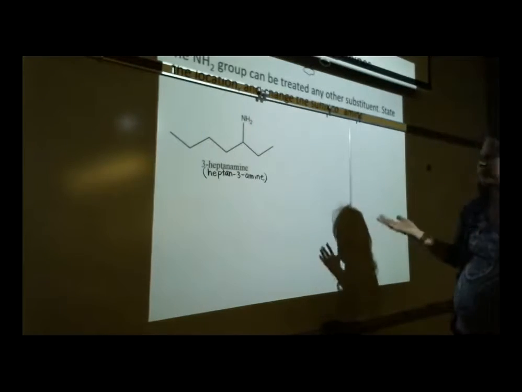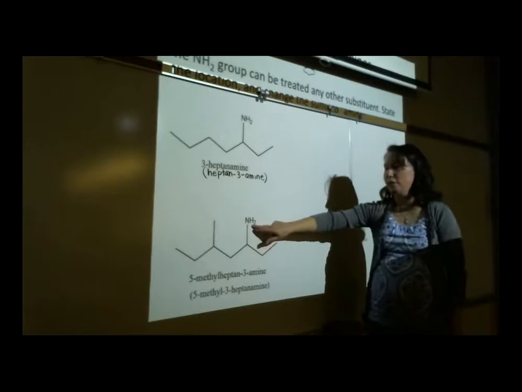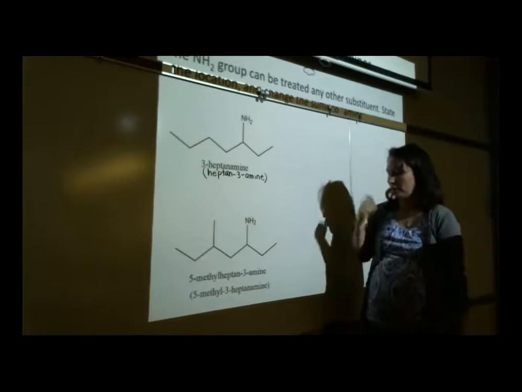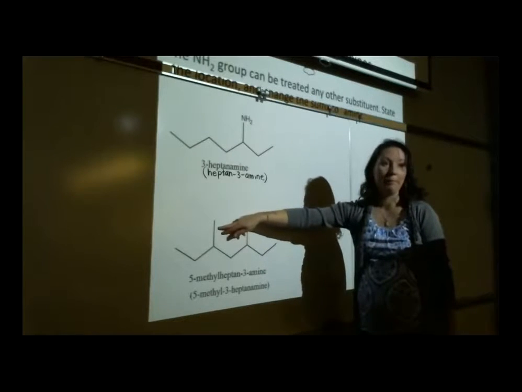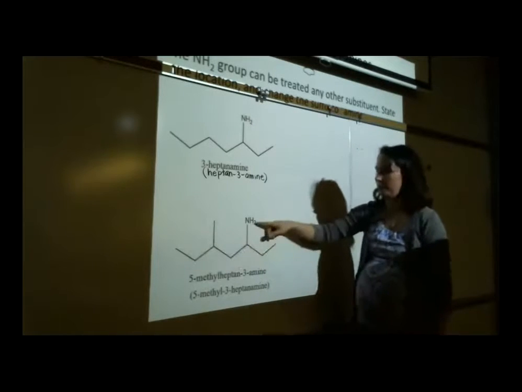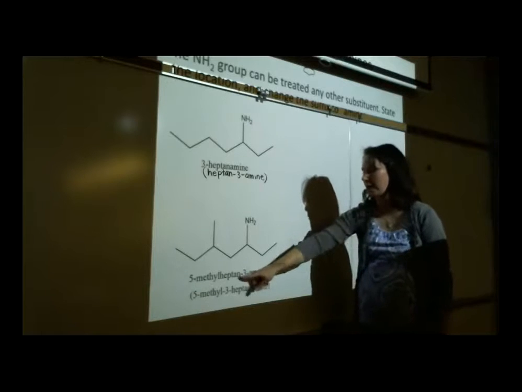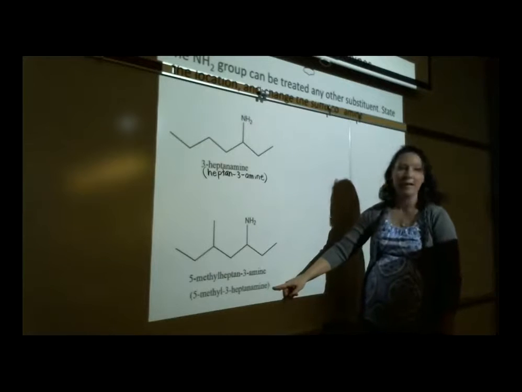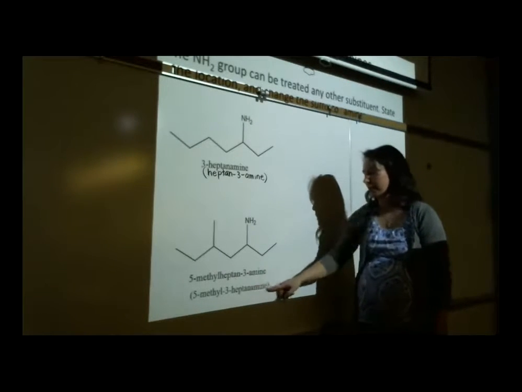Now, if there's another substituent, the amine takes precedence over whatever that other substituent is. If it's a methyl group or a chlorine atom or whatever, right? The amine is going to rank higher than that methyl group. That's why we're numbering from this side instead of this side, because we want to give the lower number to the amine. So 5-methyl heptane 3-amine, right? That's what it looks like if you split it up. Your book keeps the word together, 5-methyl 3-heptanamine.